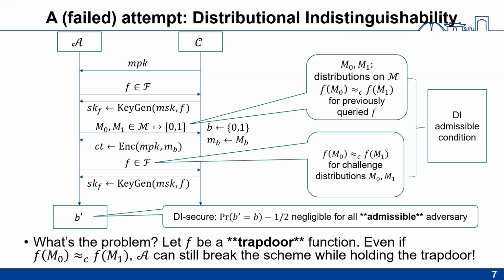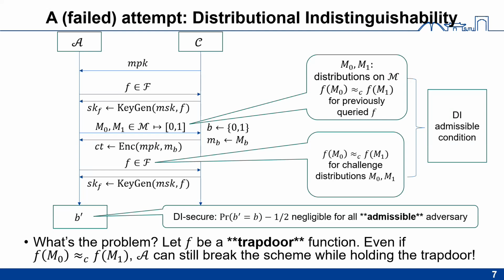However, if F is a trapdoor function, that is public key encryption, then FM0 and FM1 can be computationally indistinguishable, while the adversary A, which holds the trapdoor, can easily distinguish between M0 and M1. This means that DI security cannot be satisfied for trapdoor functions unless we suppose that the distinguisher can acquire the trapdoor by default, which contradicts the normal notion of computational indistinguishability.